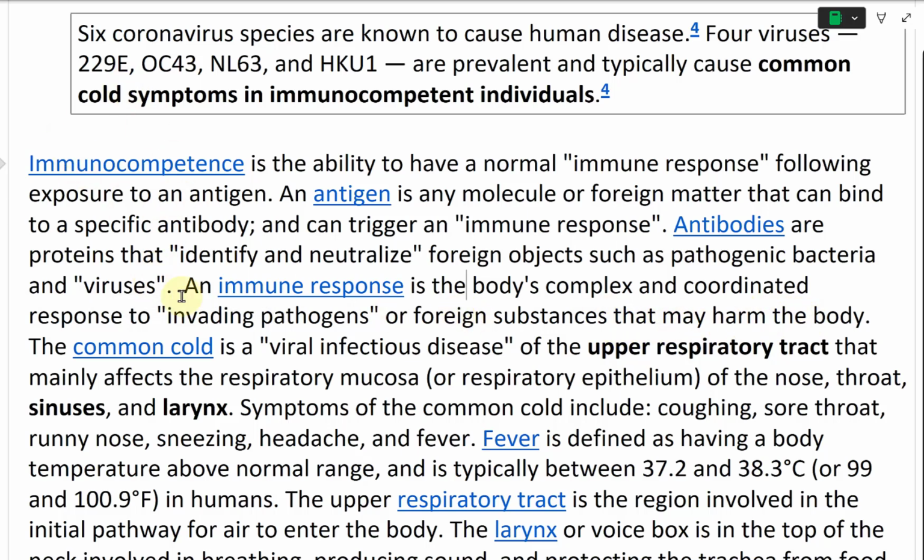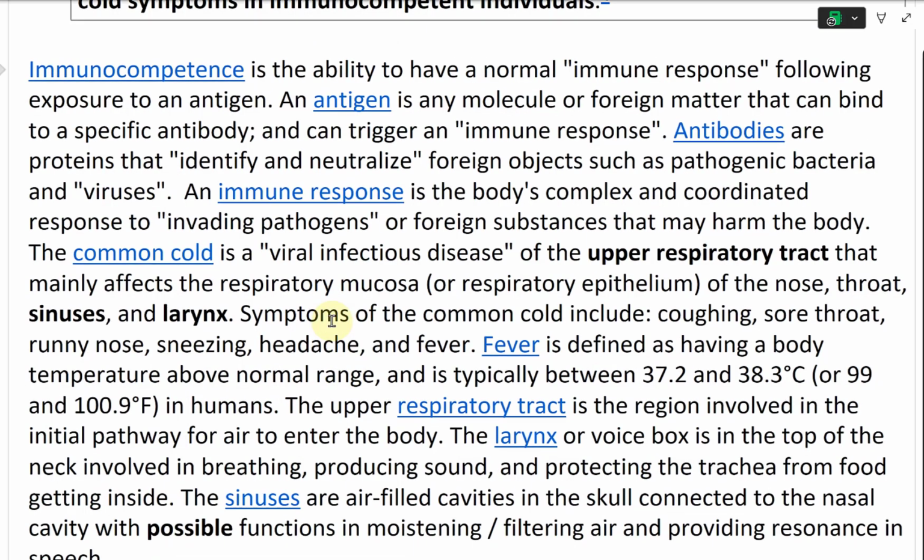And this common cold, so the common cold is a, quote, viral infectious disease of the upper respiratory tract that mainly affects the respiratory mucosa, basically another word for respiratory epithelium, of the nose, throat, and sinuses and larynx.